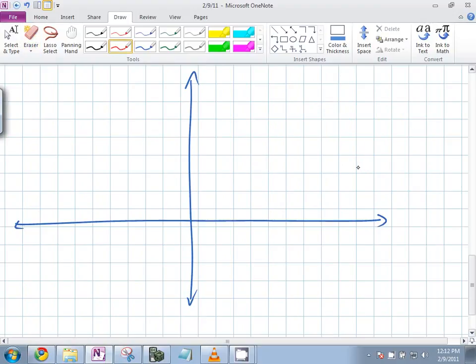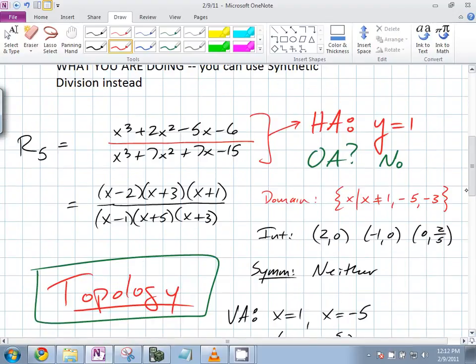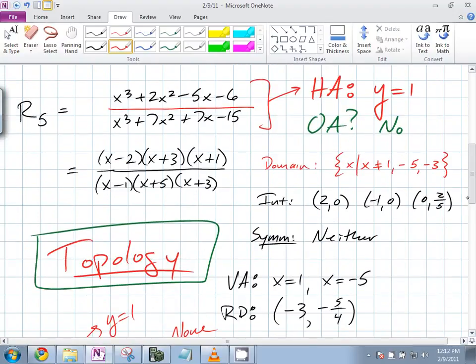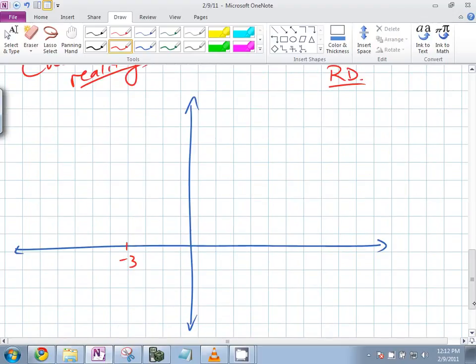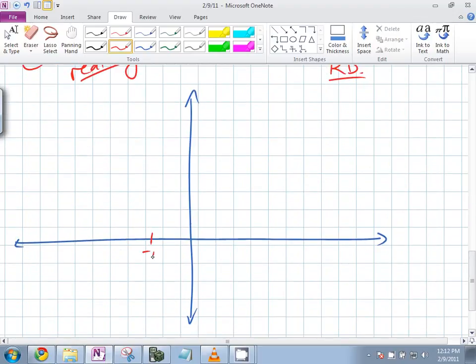So what were our zeros? Can you remind me what they were? We're at -3 and 1, right? Is that correct? What were the... -5. No. That's the hole in the domain. It's 2 and -1. Thank you. 2 and -1. Right, those are the intercepts. And then what's the one? 2/5, I think. Right? Is that correct?